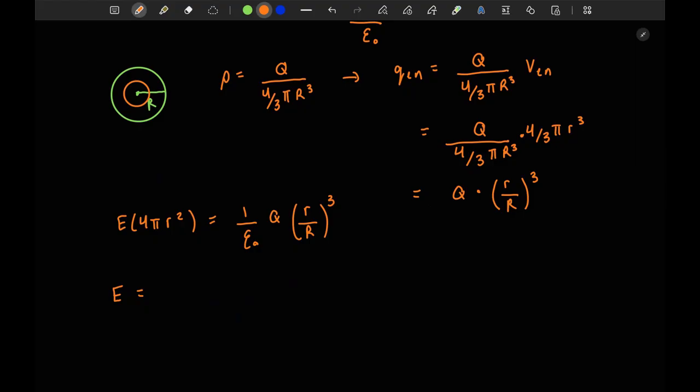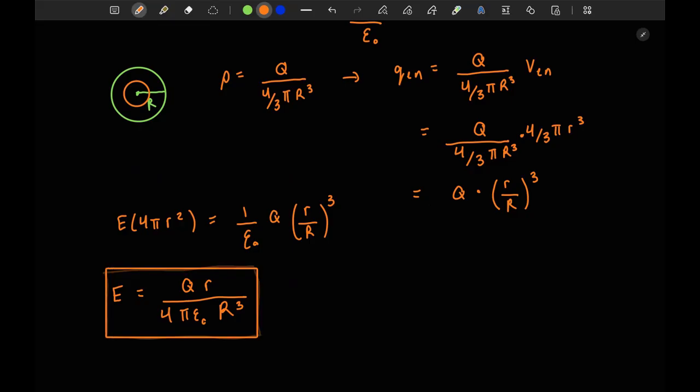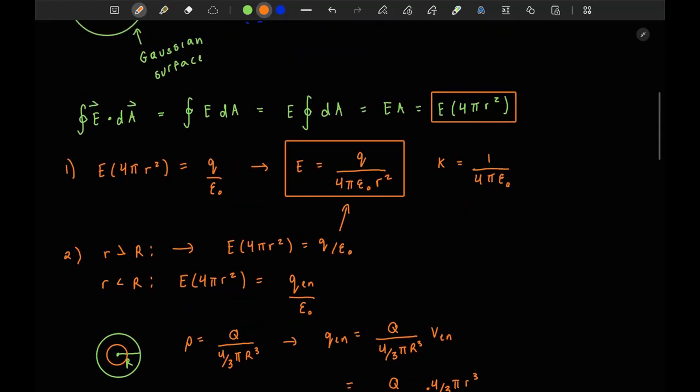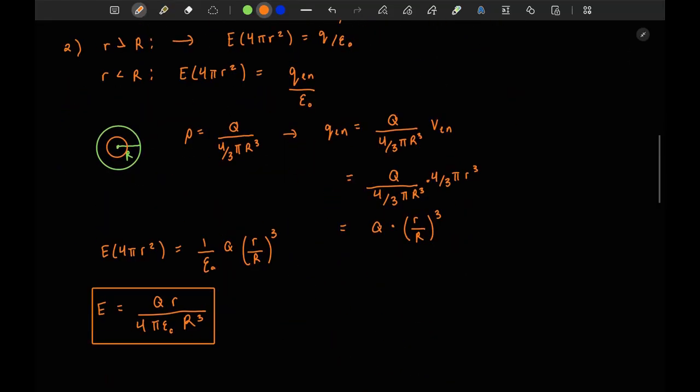We have Q r over 4 pi epsilon naught R cubed. And so unlike our previous field, which was decreasing as 1 over r squared, this is actually a linearly increasing field. Finally, case 3, we have varying density. And we'll leave this case for our next video.